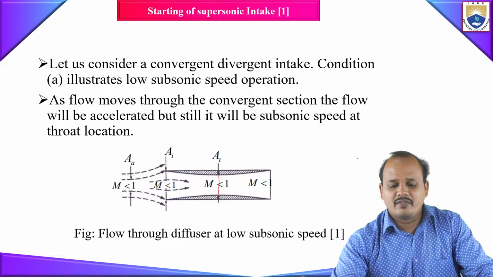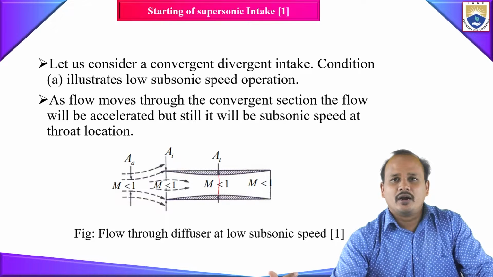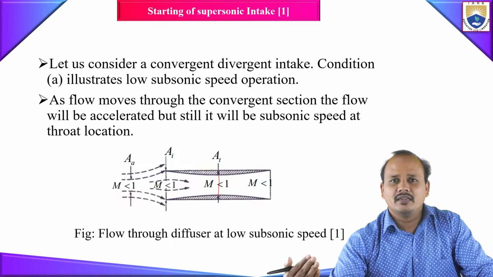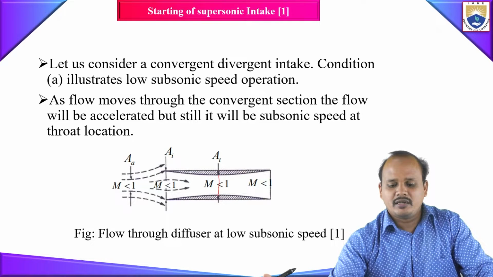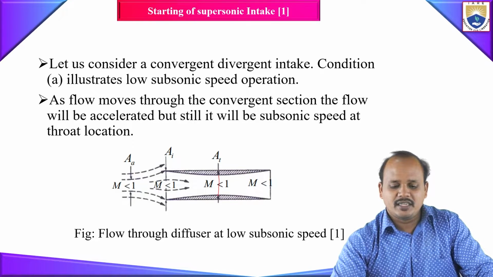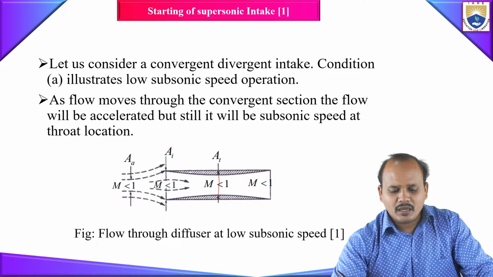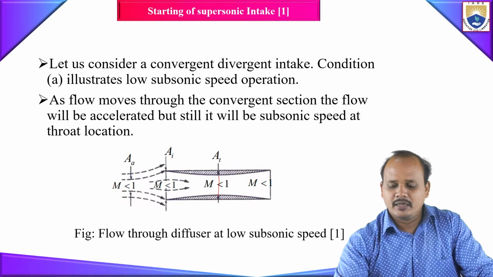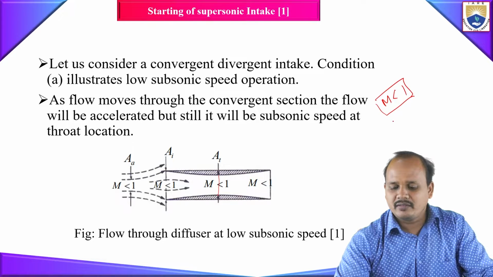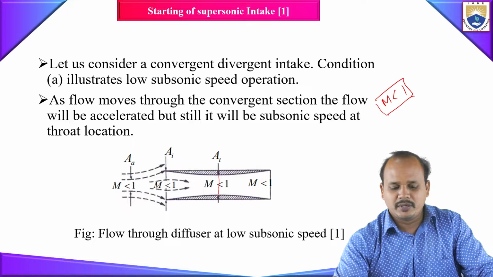Even if your aircraft is designed for Mach number 2, in order to achieve that Mach number 2, first of all, it has to go through this phase of subsonic flight, then sonic flight, and supersonic, and in supersonic it has to go to the design Mach number. So let's say at the initial stage my speed is very less. Speed is very less means what is going to happen? Your Mach number is less. That is, my Mach number is less than 1, and that too it is very, very less. You could say it is a low subsonic speed operation.